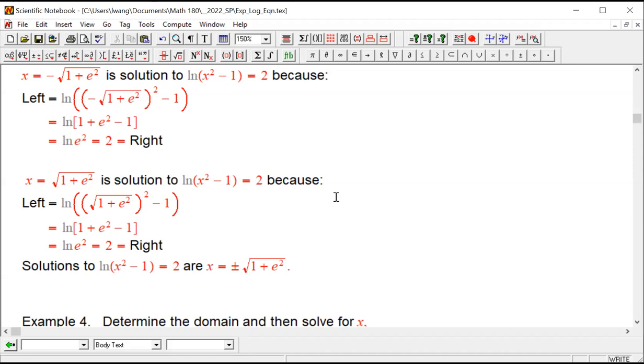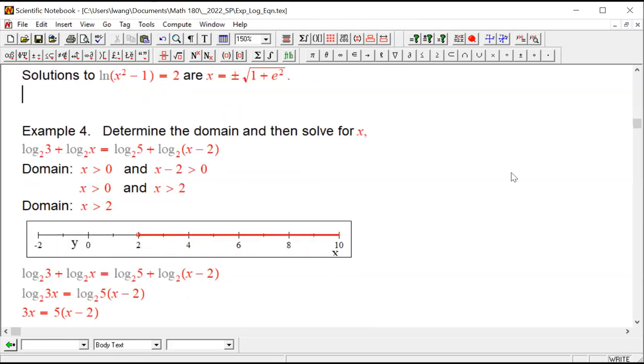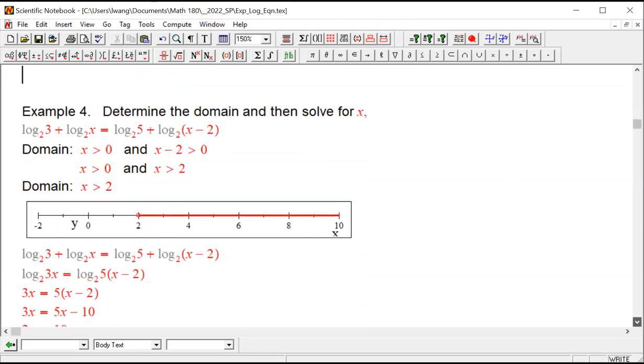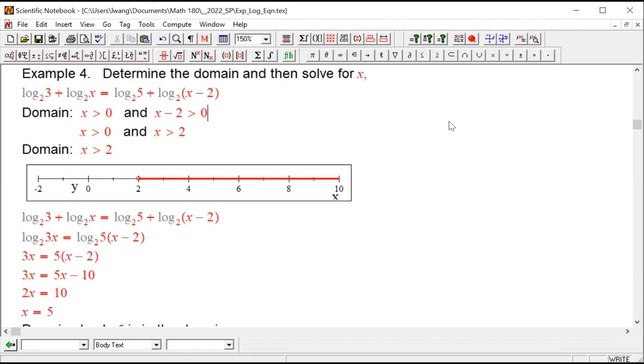I especially would like you to see the function perspective. This function perspective is sometimes very, very helpful, and as much as I can, I would like to show you that function perspective. So let's look at example number 4. In example number 4, I'm going to show you another perspective.